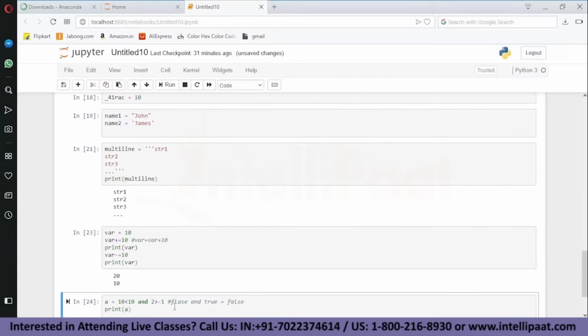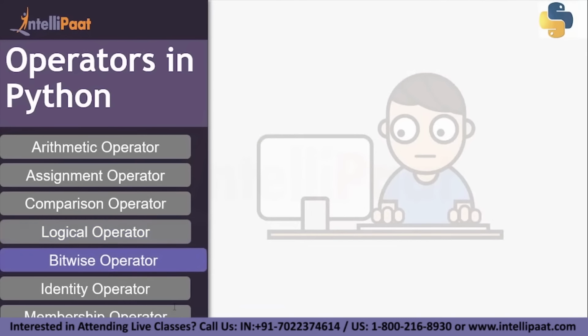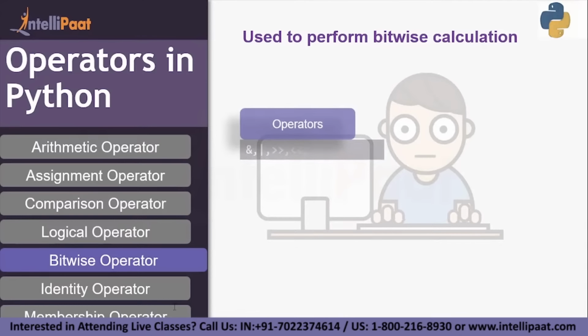You'll get the output as false. Alright, so next we have is the bitwise operator. So this operator is used to perform the bitwise calculation. This operator includes and, or, left shift, right shift, not. Alright, so let's see their use one by one. Let's see the example what we have up here.